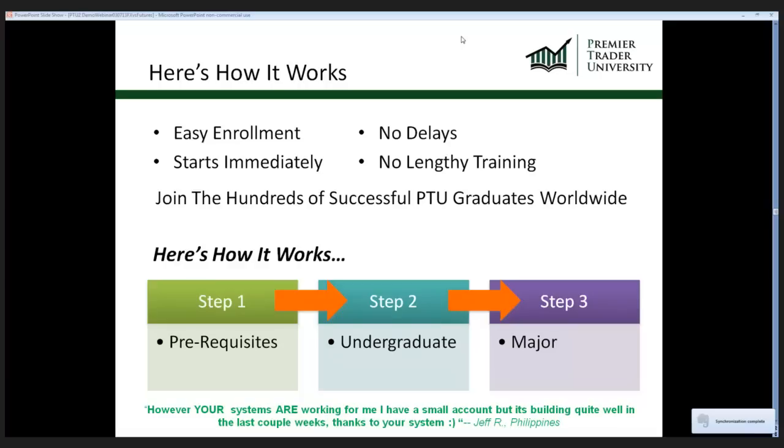So the whole idea here is, as you can see, we're very visual. We like things to be clear-cut. The same goes for the way that we teach. Very clear-cut, set path for you to take.